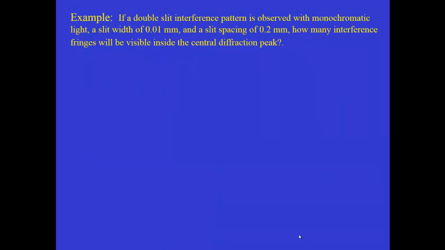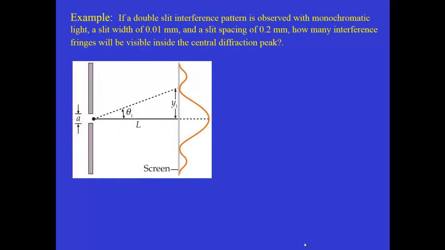So here's an example problem that relates directly to this missing fringe. If a double slit interference pattern is observed with monochromatic light, a slit width of 0.01 millimeters, and a slit spacing, that's the distance between the slits, of 0.2 millimeters, how many interference fringes will be visible inside the central diffraction peak? So we go back to this geometry, and here's the diffraction peak, like this, and because it's actually a double slit experiment, there will be lots and lots of closely spaced interference fringes inside that overall central peak. So that's what we're going to try to do: figure out how many double slit interference fringes there are.